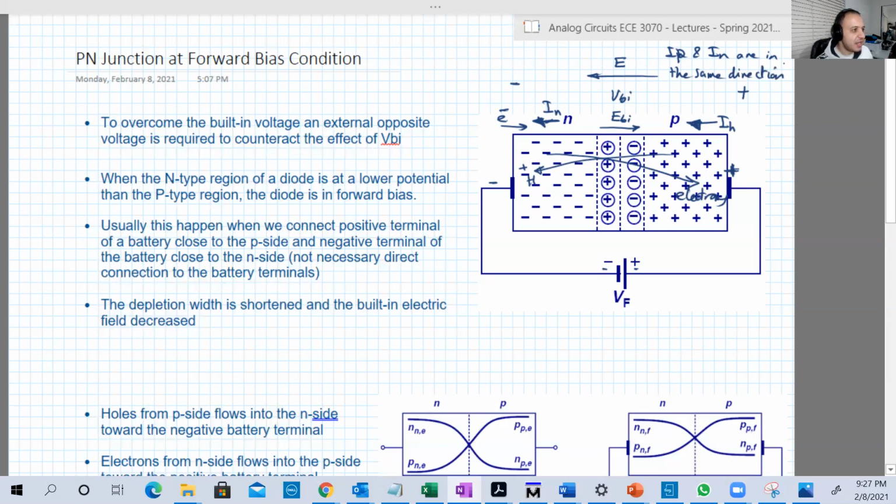And of course, this forward bias will negate the effect of reverse bias. Reverse bias makes the depletion region grow, expand, widen. This will make it shorten. So the depletion region length will decrease.